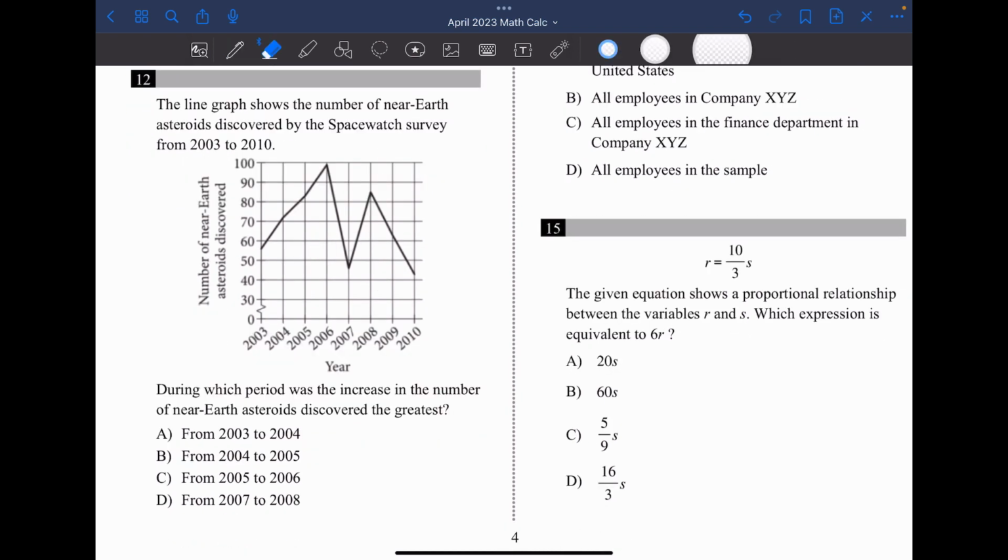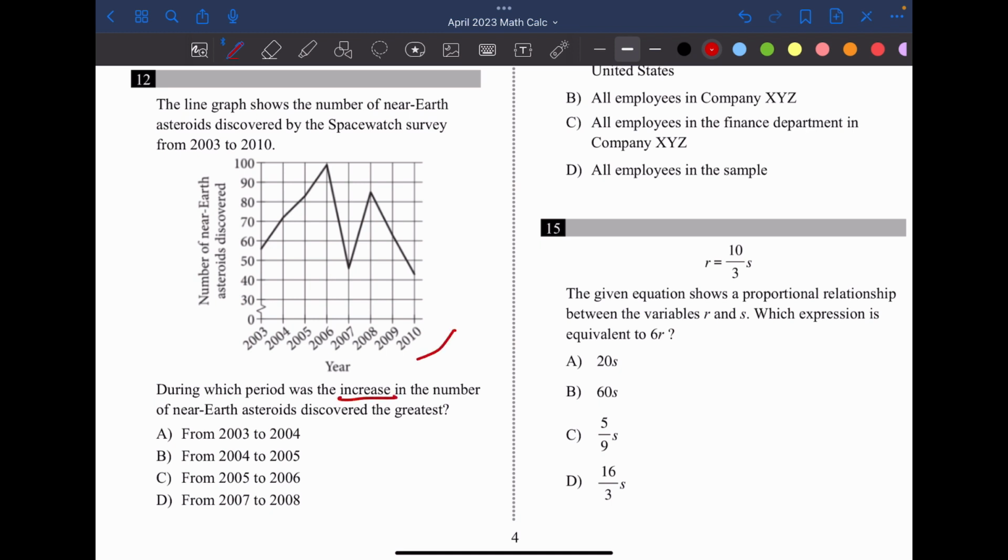The line graph shows the number of near-Earth asteroids discovered by the Spacewatch survey from 2003 to 2010. So this is the graph that they are talking about over here. And now the actual question says, during which period was the increase in the number of near-Earth asteroids discovered the greatest? So we're looking for when the increase was the greatest.